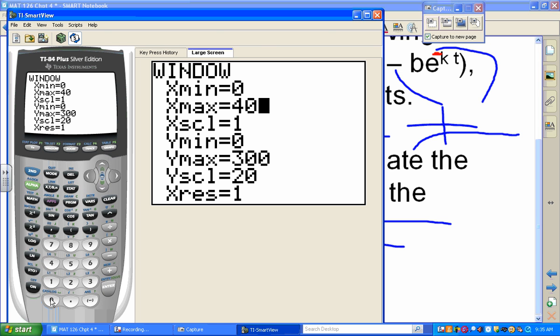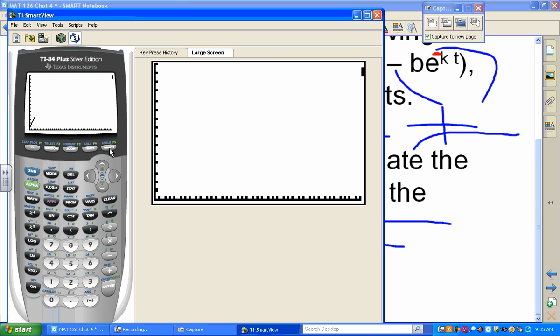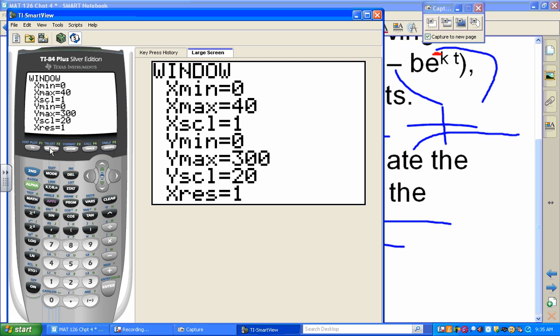Well, something happened. Graph. There we go. It's negative 300 for the minimum, right? I got 309, so around 310. Here's my window. Check your minimums and your maximums. Make sure they are smaller and bigger.